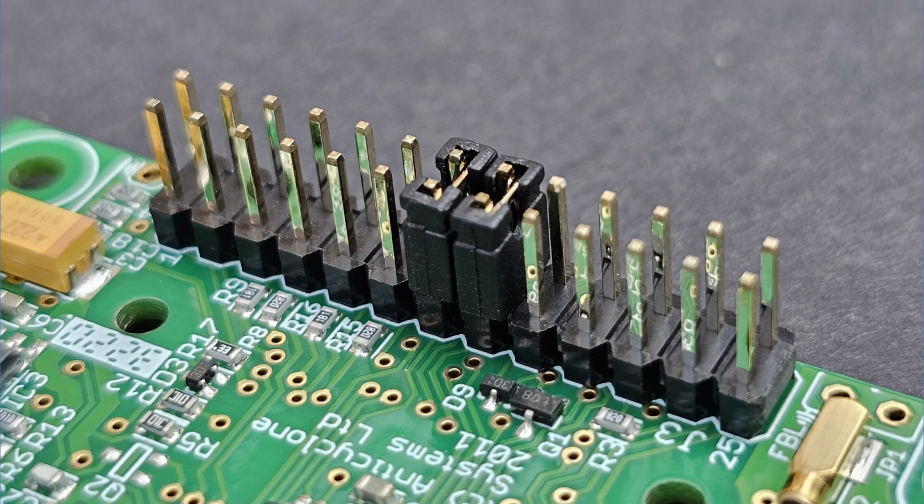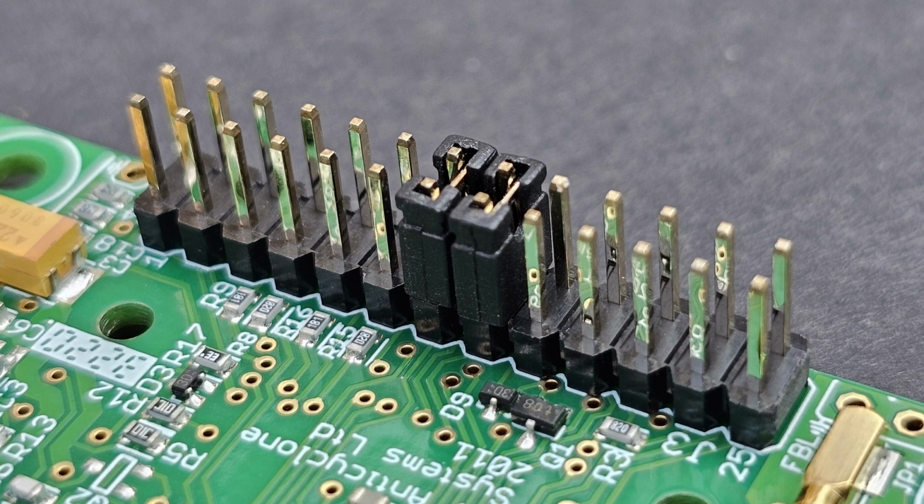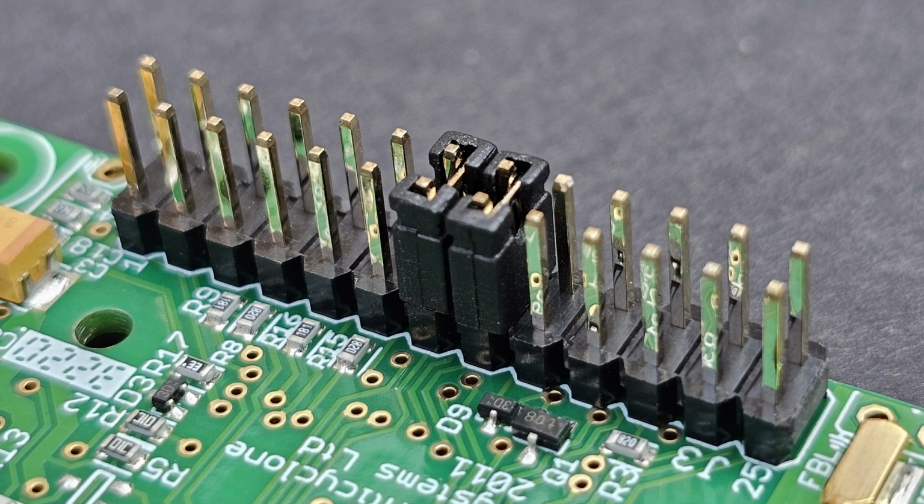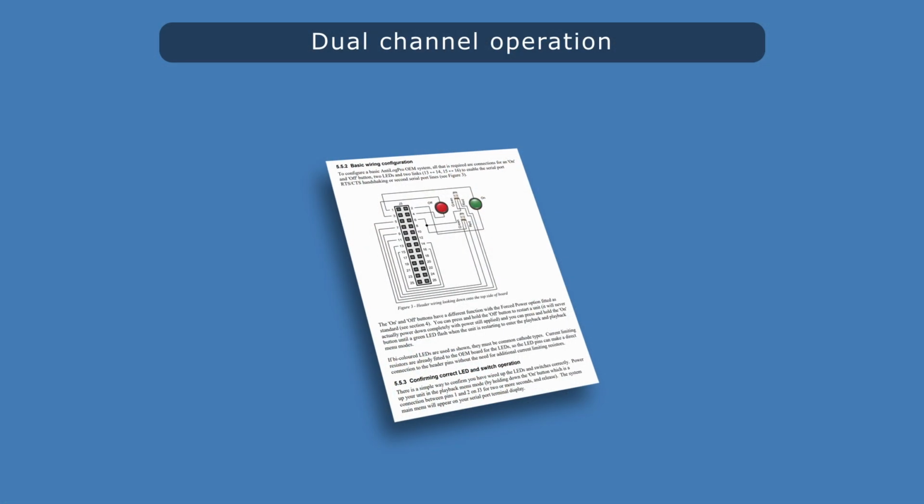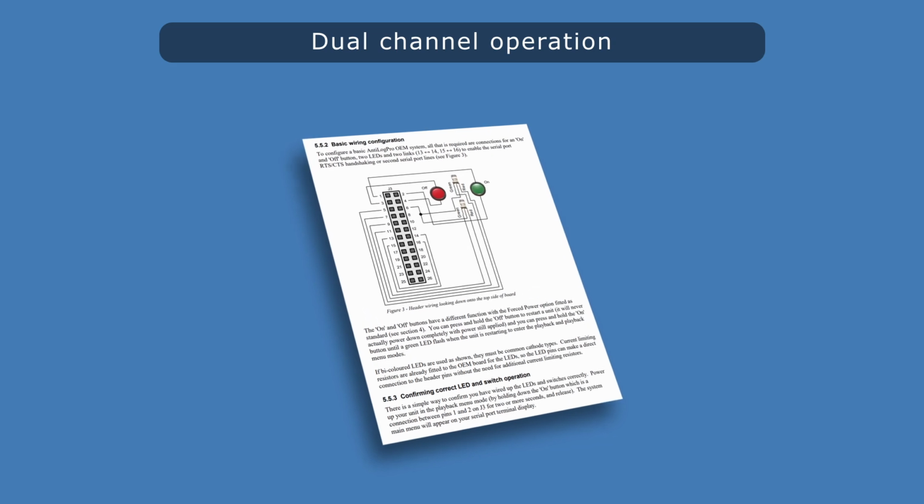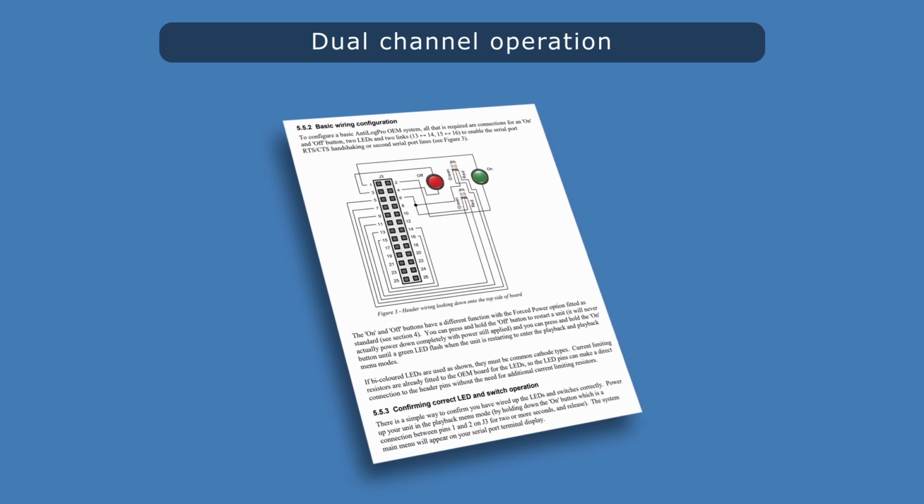You will need to fit 2 links to the J3 header to enable the second channel on the main 9-way D connector. Full details on what you need to do can be found in the OEM user guide.